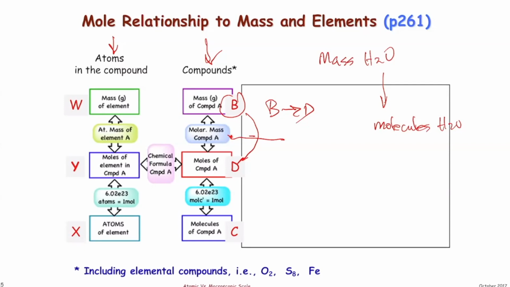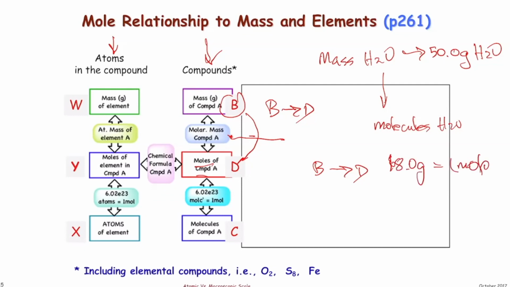So the way you do that is, let's say that I have 50 grams of water, and I want to know how many molecules that is. According to this chart, I would need to go from B to D because that's what I want, the moles of that compound. Okay, and in order to get that information, I need Avogadro's number. I need the molar mass of water, 18.0 grams per mole.